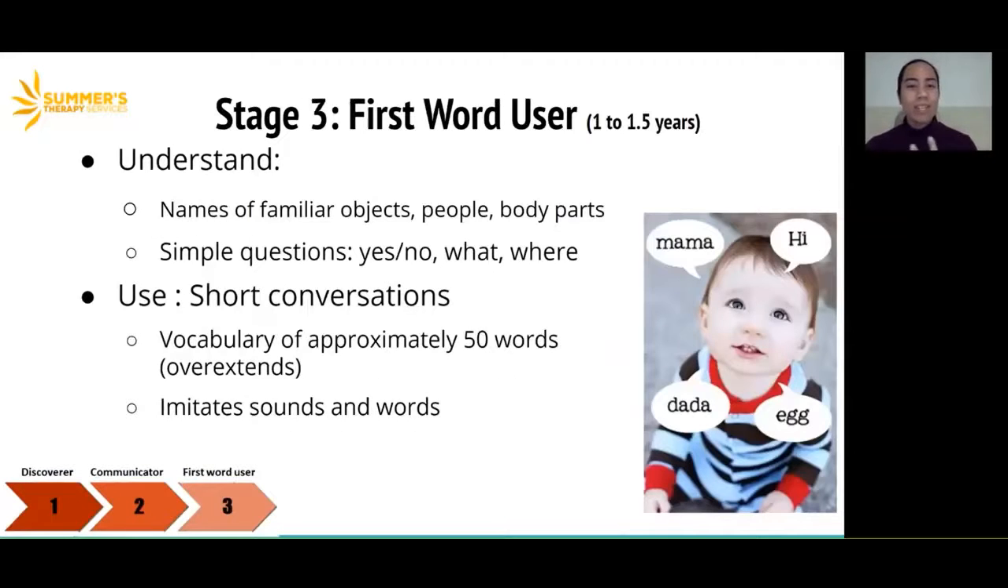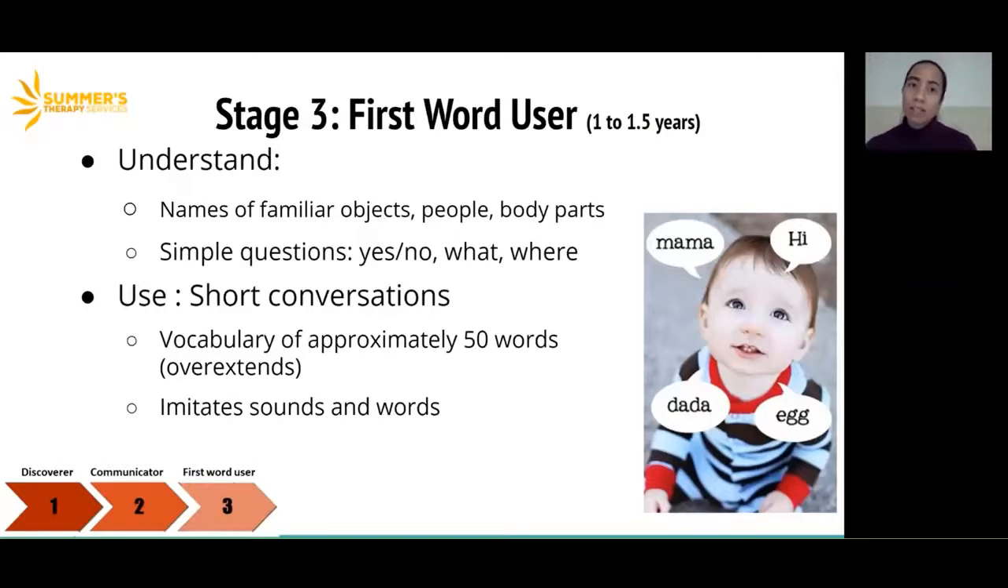So at the end of that stage, first words start to appear. Stage 3 is when they are using their words. First words come up here. Their vocabulary is approximately around 50 already, so that characterizes this stage where they're using words. They can understand a lot more familiar objects, a lot more familiar people. They start to understand more familiar concepts like body parts that they hear often.